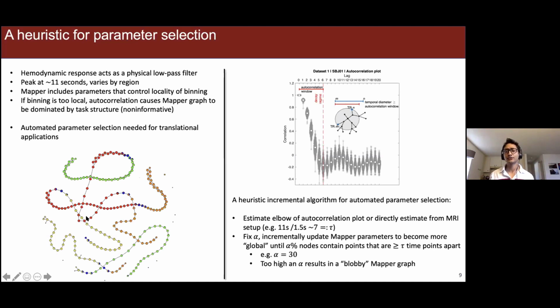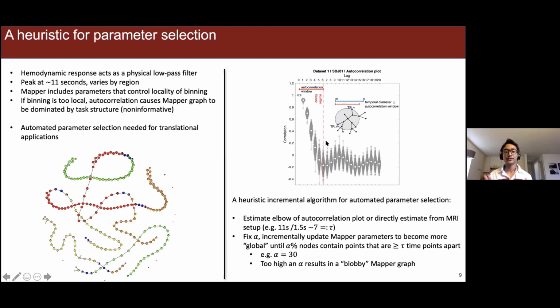We create this incremental heuristic algorithm, which estimates the autocorrelation structure of the data, or this can also be fed into the pipeline directly because you have knowledge of how much time elapsed between each slice acquisition in the fMRI. In this case, it was 1.5 seconds. And you know that the hemodynamic response peaks at around 11 seconds.